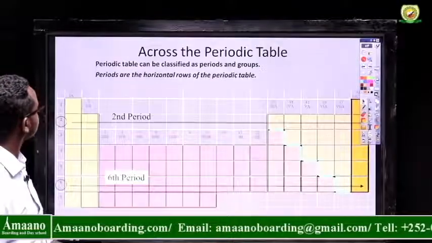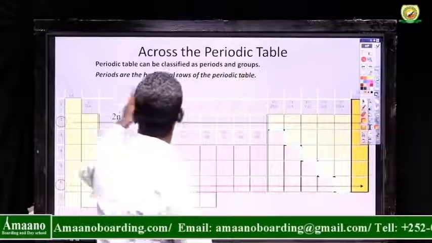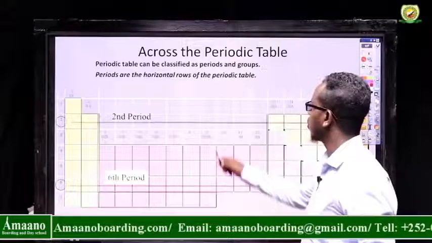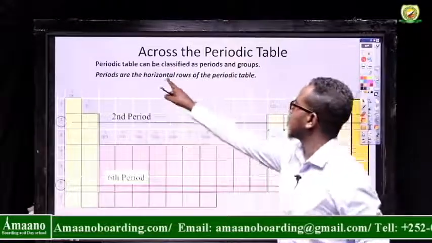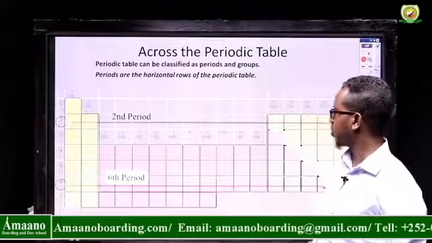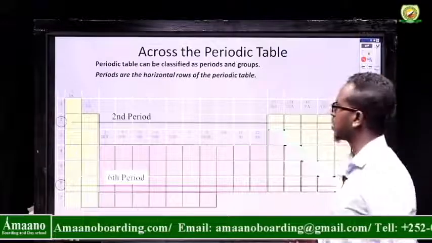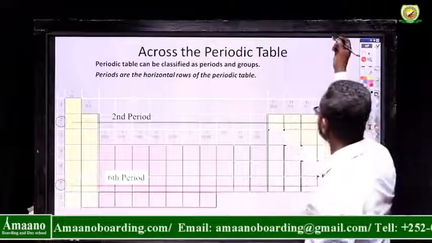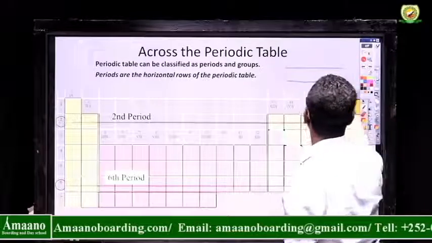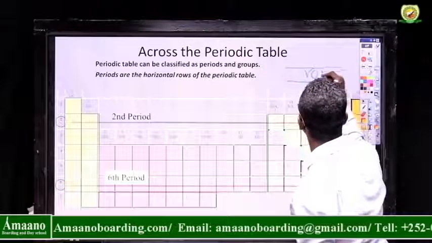Okay, keep going. The periodic table can be classified into periods and groups. First we have to mention what we call a period. Periods are the horizontal rows of the periodic table. So what is a horizontal row? This is a horizontal line, and here is another horizontal line. In between two horizontal lines is what we call a row.